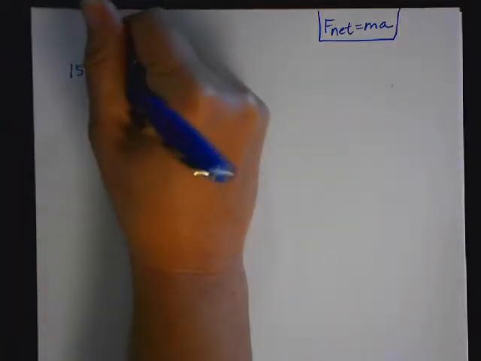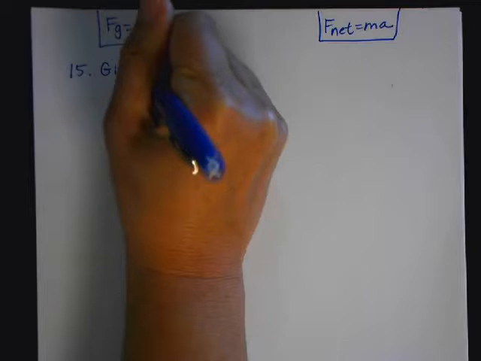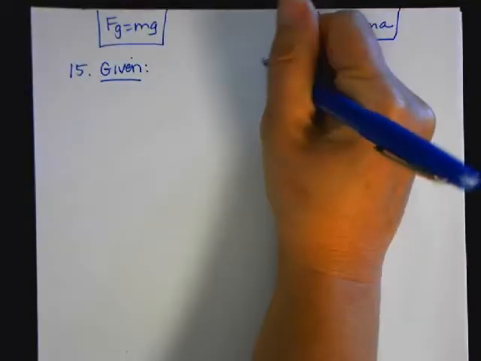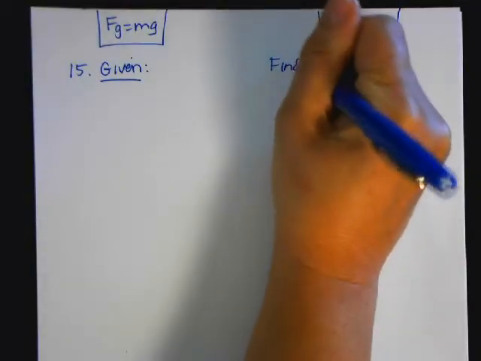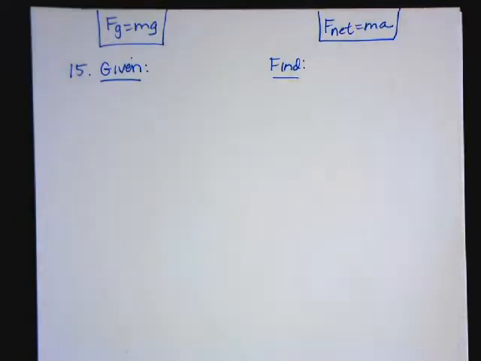We're going to start with number 15. So the first thing I'm going to do is write my given, and I'm going to write my find, because I'm going to do that on every single problem. So I'm going to chunk it. I'm going to read it slowly.